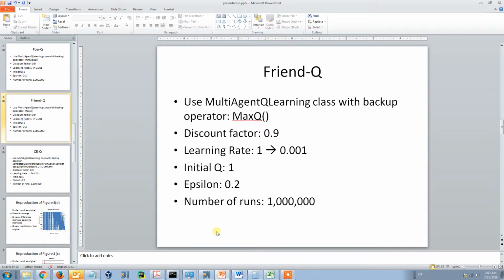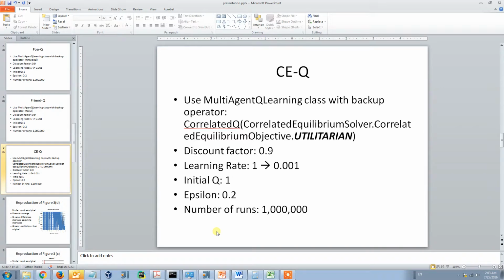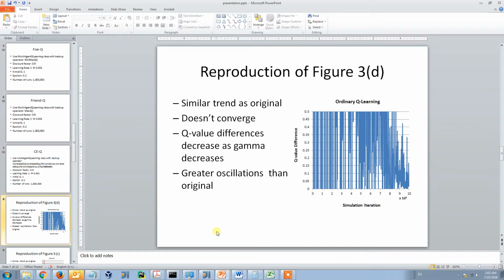Friend Q is the same as foe Q, except the backup operator becomes max Q. The CE-Q is the same as foe Q, except that the backup operator becomes a uCE-Q learner.